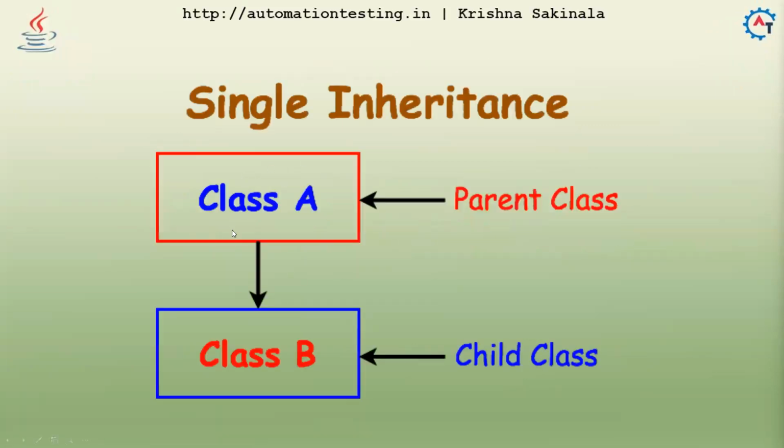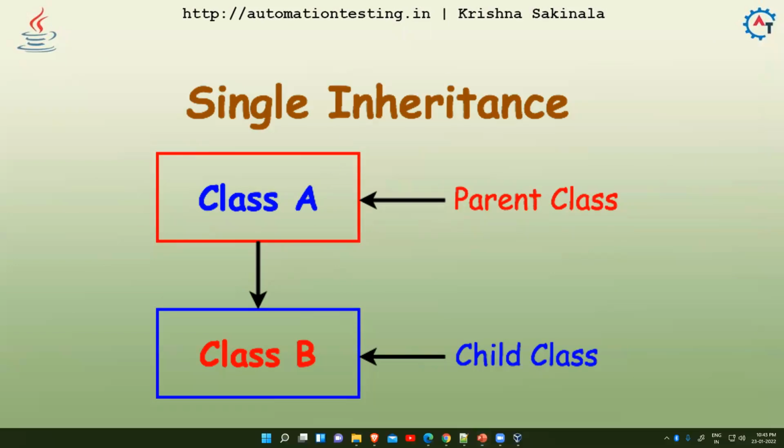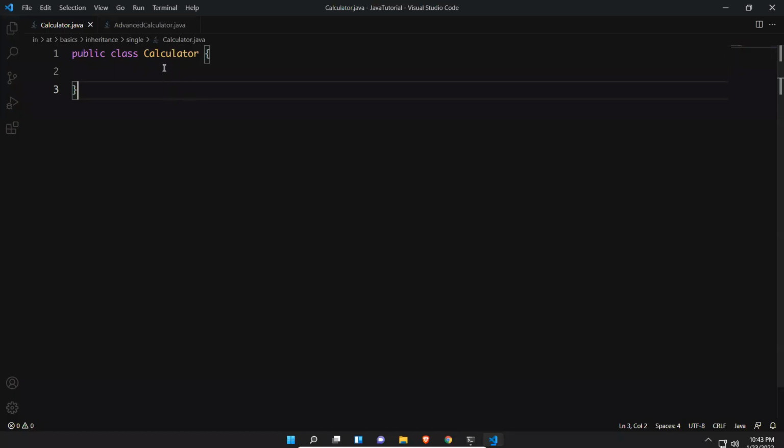Single inheritance means you have two classes. One is the parent class, and the other is the child class. How class B will get the properties of class A, we will see with an example. Okay, so let me go to Visual Studio Code. Here I created one class called calculator.